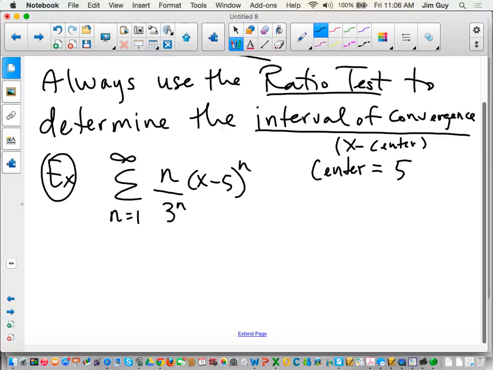What if this parentheses had x plus 1? What would the center be? Negative 1. What if there wasn't anything here, it was just x to the n? What would the center be? 0. Okay, so that's easy. You can immediately find the center. So we have a good idea. Now we know right where the middle of our interval is. We just need to know how far from each side to go. So we're trying to find that radius.